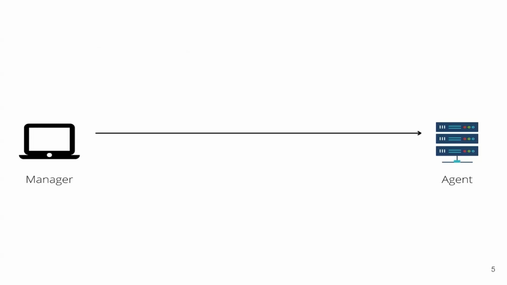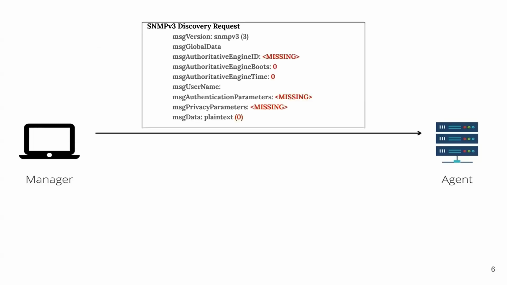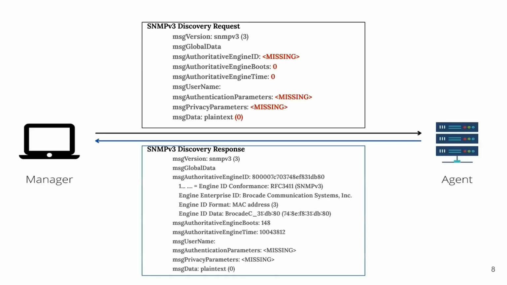We noticed that even if the manager sent unsolicited and unauthenticated requests, an agent will respond with its own engine ID as part of the synchronization process. Further, the agent will share some additional information, namely its engine time and engine boot values. Both of these values are used as part of the protection mechanism against replay attacks.